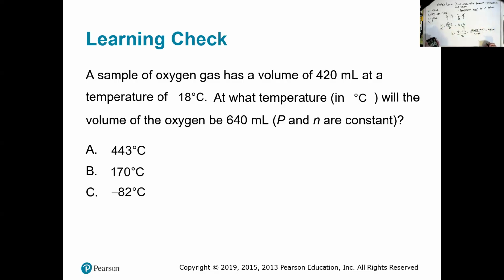In this question, they wanted us to report our final temperature in terms of Celsius instead of Kelvin. So we're going to take our 443, we're going to subtract 273 from it. And we end up with a temperature of 170 degrees Celsius. And that is going to be our final T2 value.